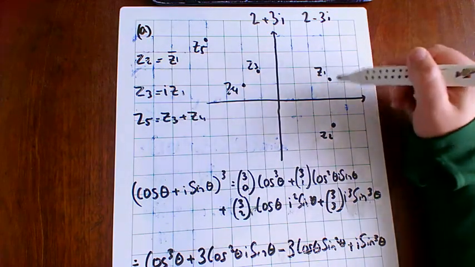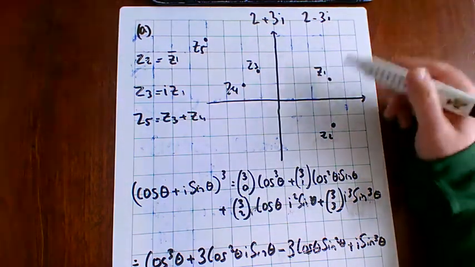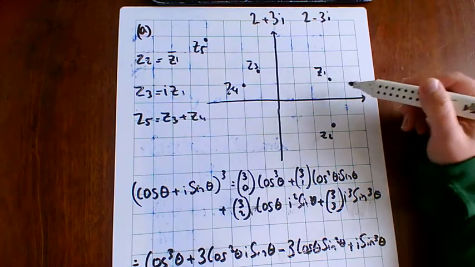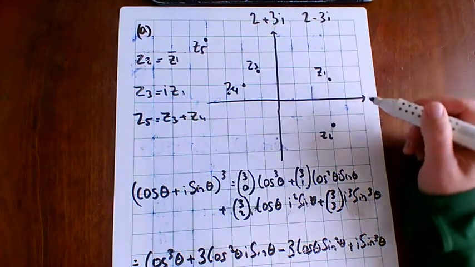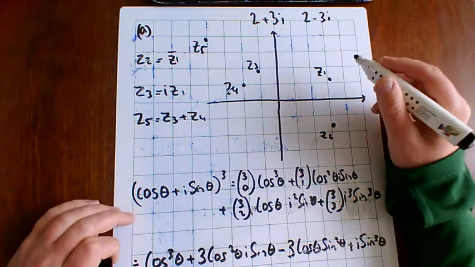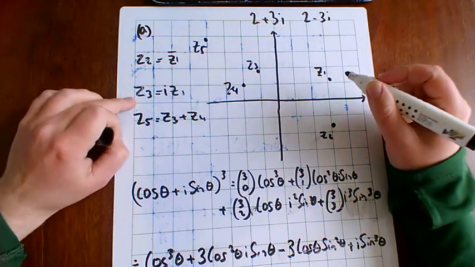So they'd have to be the same. The only two with the same real parts are these two. So these two have to be z1 and z2. Now, how do we decide which one's z1 and z2? Because we look at the next one.